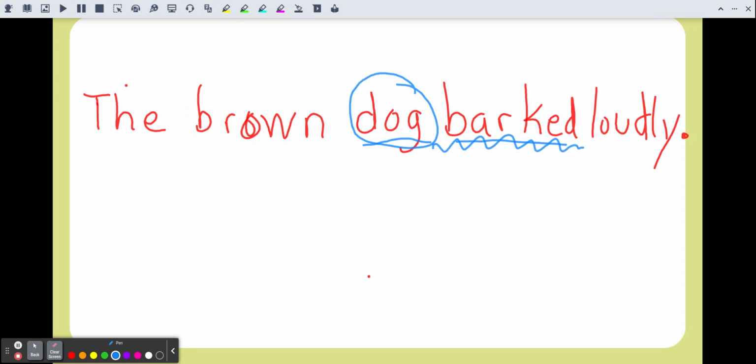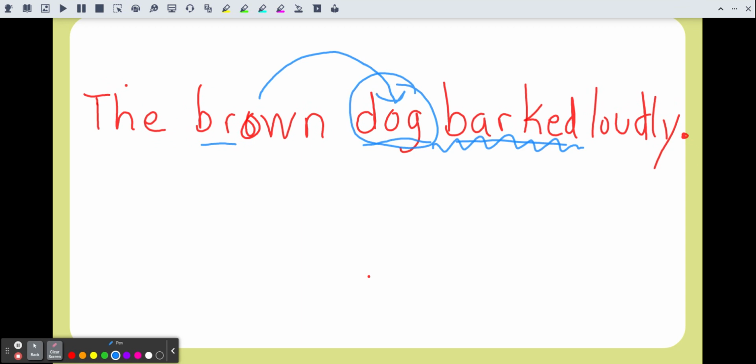Okay, now we're going to look at the word here. What part of speech is this word? Did you say adjective? You are correct. I'm going to show an arrow going from the word brown to what it's describing. And brown is describing a dog. So the arrow shows the adjective that describes the noun.